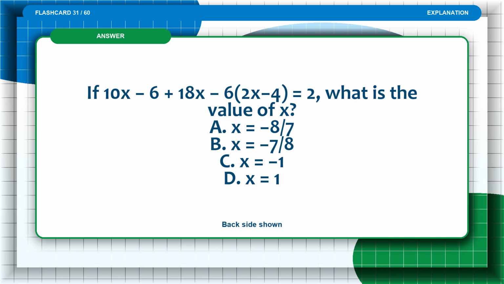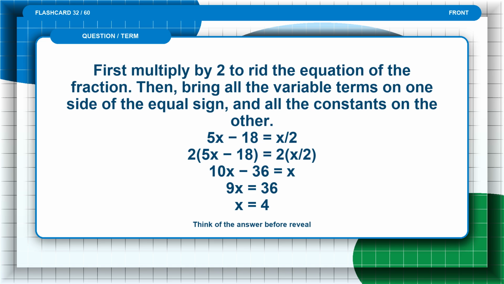Flashcard 32. First multiply by 2 to rid the equation of the fraction. Then bring all the variable terms to one side of the equal sign and all the constants to the other. 5x - 18 = x/2, 10x - 36 = x, 9x = 36, x = 4. Think of the answer before the reveal.